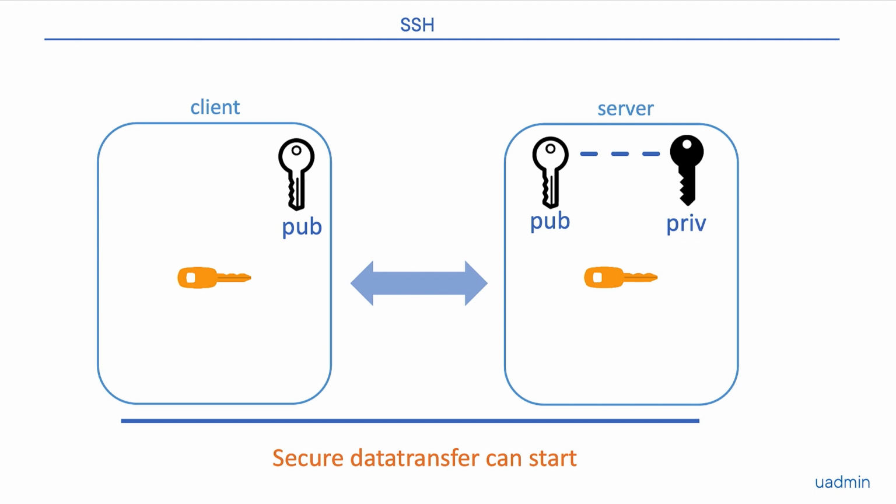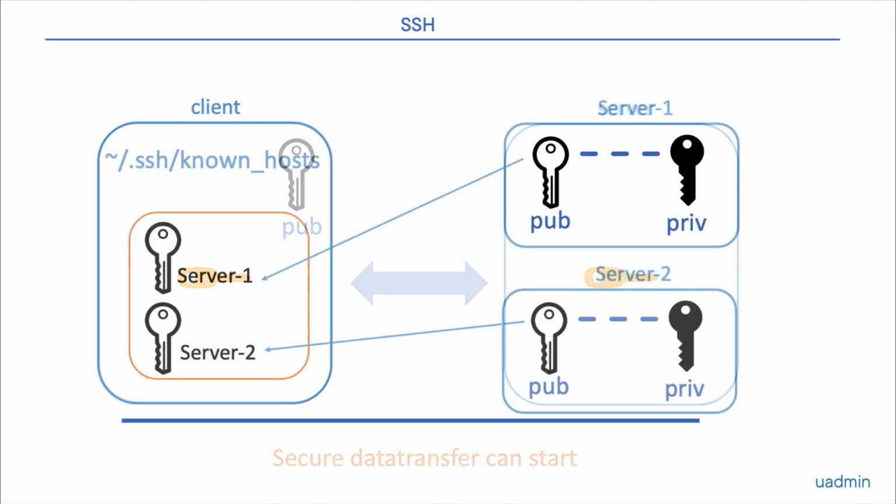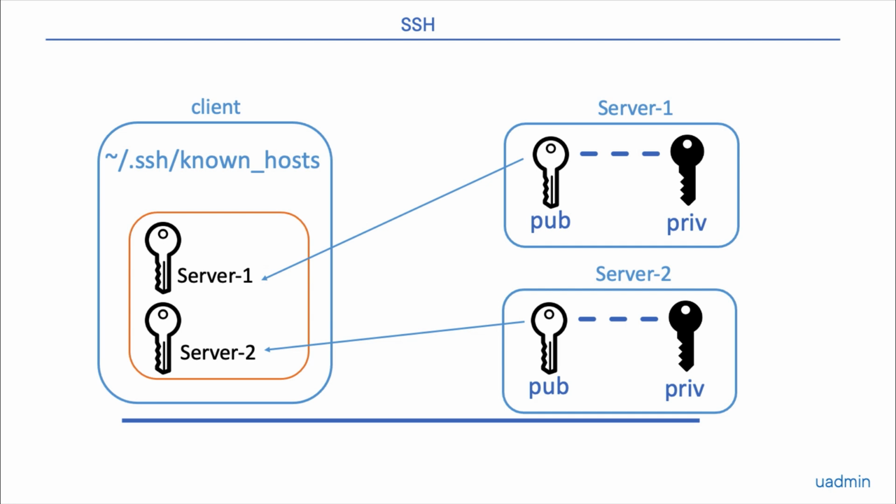Now, before we go to a practical example, there's one little thing that needs attention, and that is the file that will be created on the client, which is called known hosts. This known hosts file is stored in the user's .ssh directory, and its purpose is to store all the public keys of the services that this user connects to. And there is something special about this, but we'll look at that later. Let's first have a look at an example.